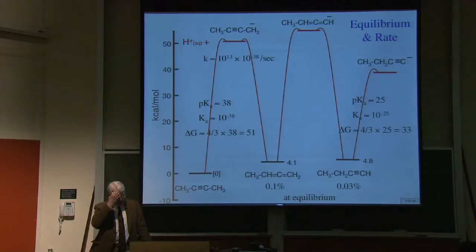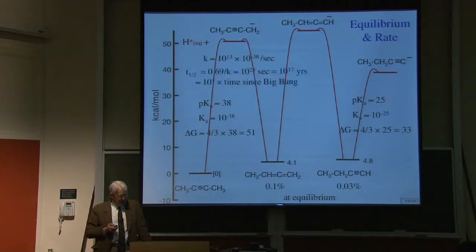The rate constant for that would be 10 to the 13th per second times 10 to the minus 38, or the half time would be about 10 to the 17 years, which is about 10 to the 4th times the time that's elapsed since the Big Bang, so don't wait around for that one to happen, okay? So obviously you're not going to be able to isomerize that way by just letting it ionize off a proton.